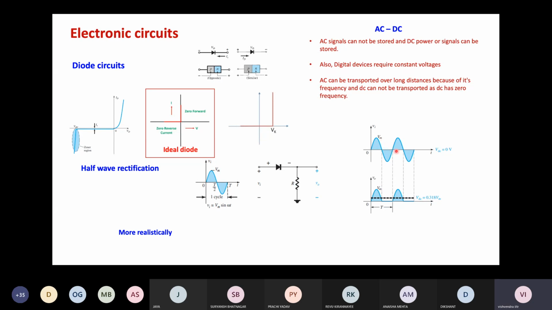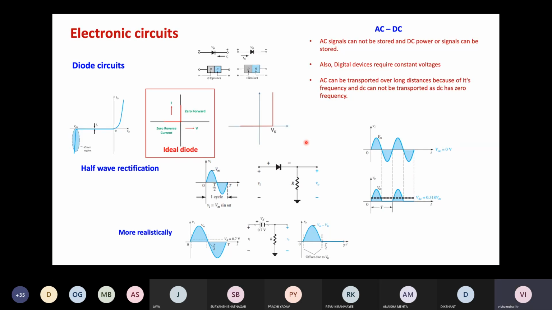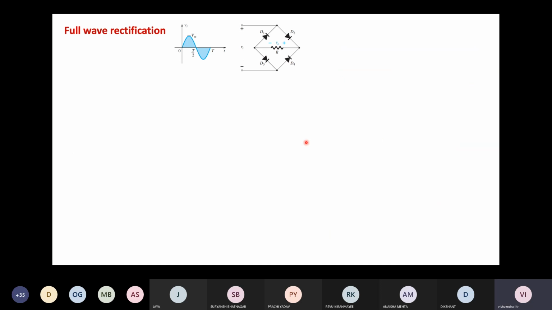The average value of an AC signal, or the DC value of this AC signal, is 0. So the DC value or the average value of the input signal was 0, but the average value of the output signal is now non-zero. It's a positive value. So that's how we have achieved some net DC voltage at the output. However, this is being achieved at a cost of losing the negative half cycles of the input. And in order to avoid that, full wave rectification is done.